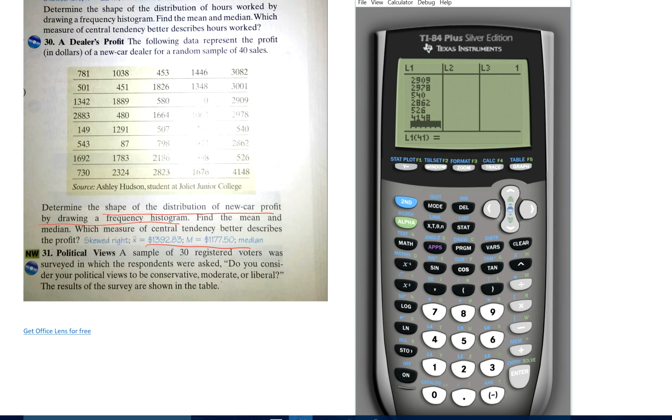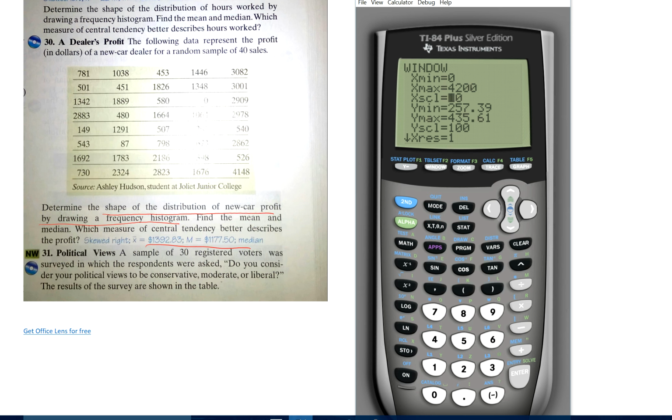Let's make a histogram. To make a histogram, we go second, stat plot. I need to make sure that the first plot's on and everything else is off. It's on, and I'm going to go down and go over to histogram. X-list is L1, I'm good. Now I need to go to my window. My minimum data is 0. My max data was 4148, so I'm going to go to 4200.